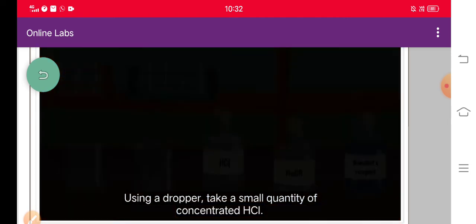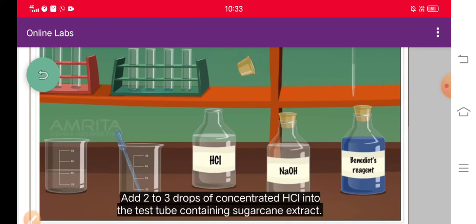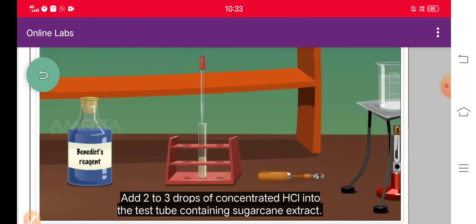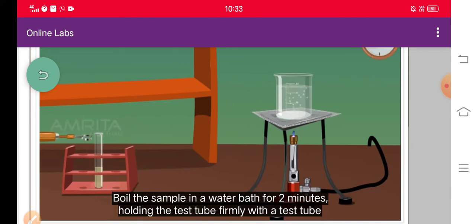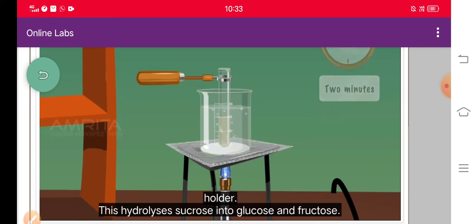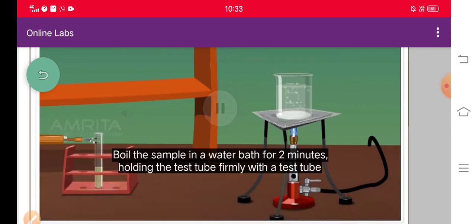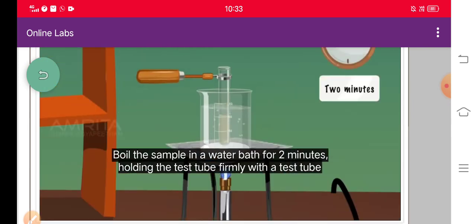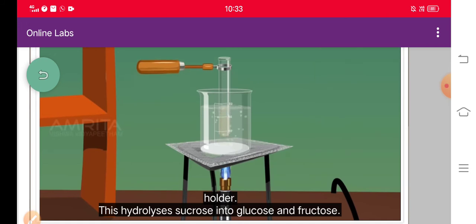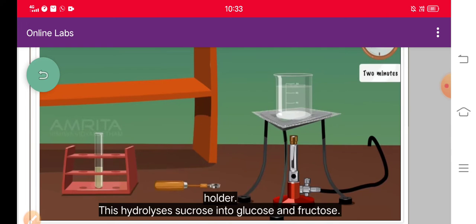Now see, take a dropper, fill it with HCl, and put it into the extract solution. After it, take the test tube holder and put the test tube for hydrolysis, firmly placing the test tube in the water bath. After this, the sucrose hydrolyses into glucose and fructose.